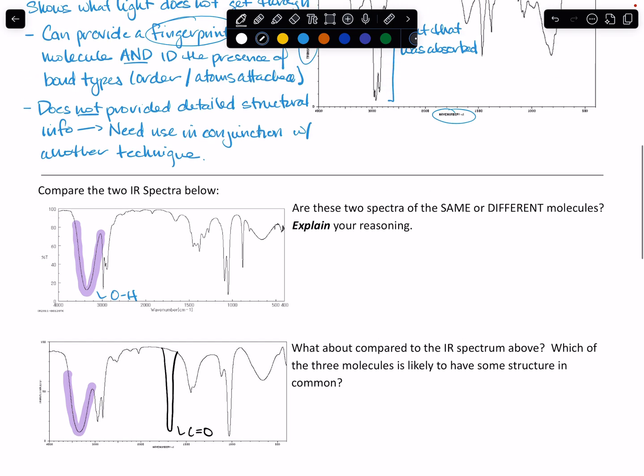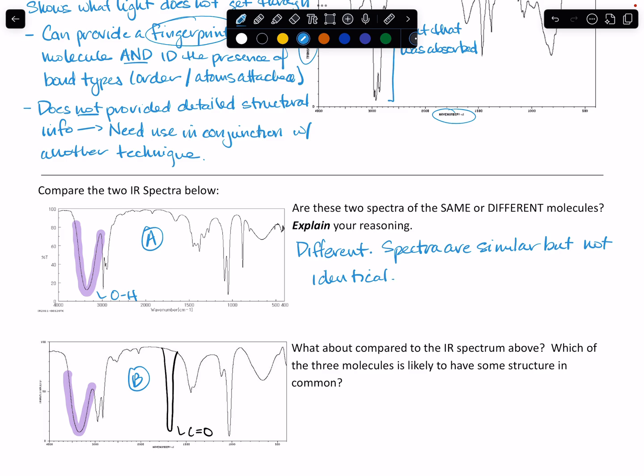But let's get back to this question. Are these two spectra the same or different molecules? So I'm going to call this A, call this B. You can ignore my carbonyl. If I look, I would say different. The spectra are similar, but not identical.